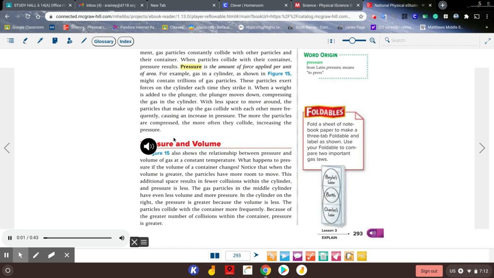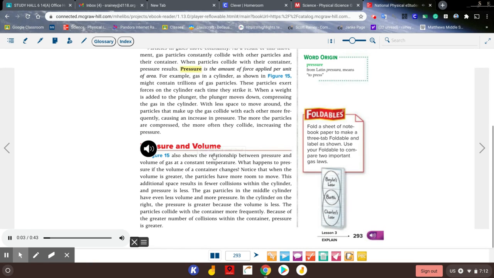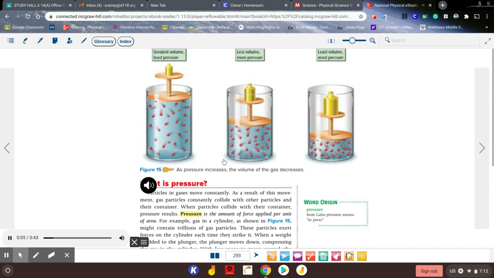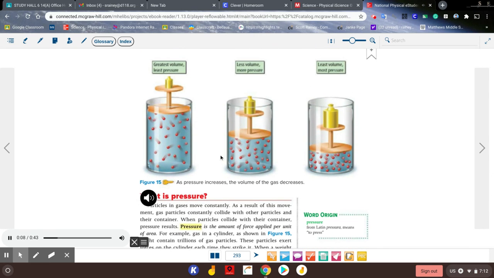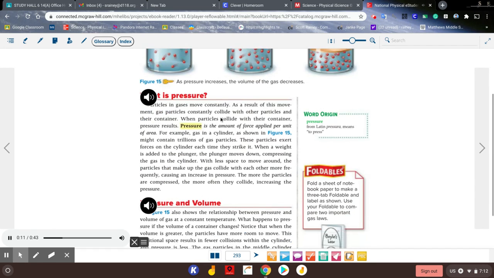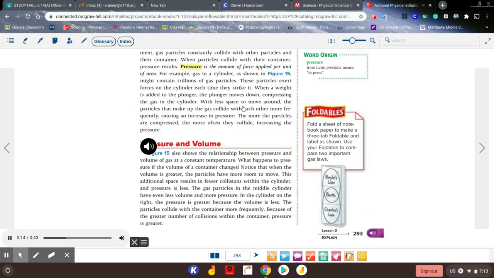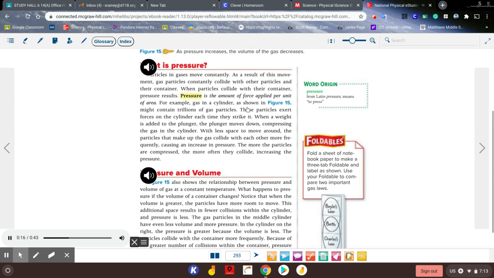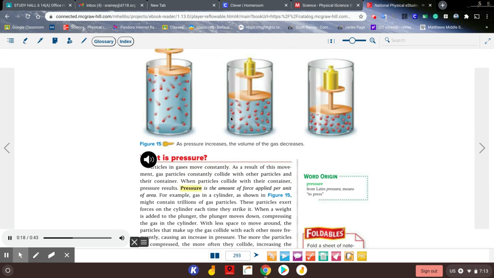Pressure and volume. Figure 15 also shows the relationship between pressure and volume of gas at a constant temperature. What happens to pressure if the volume of a container changes? Notice that when the volume is greater, the particles have more room to move. This additional space results in fewer collisions within the cylinder, and pressure is less.